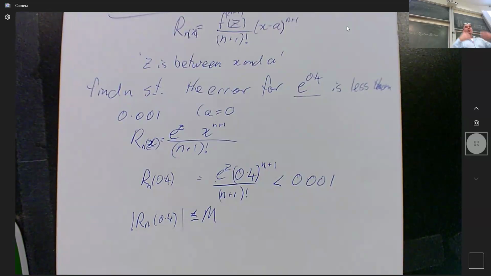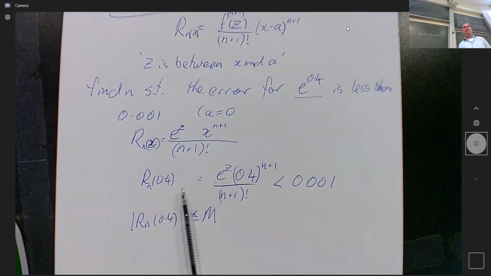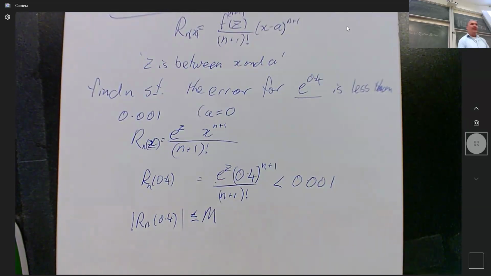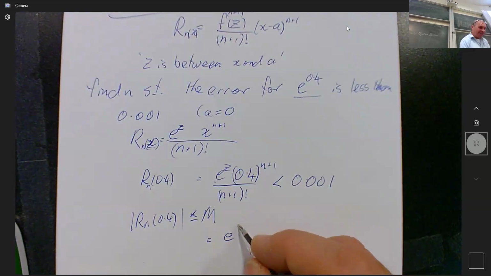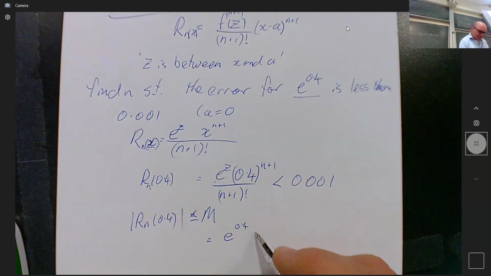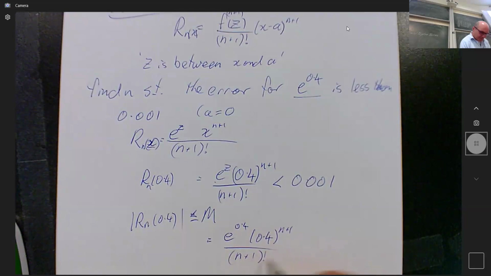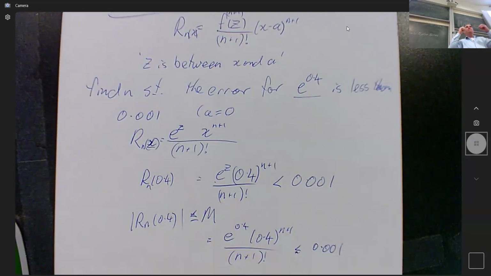So to work this out, I'm going to find the maximum value. Now, e to the z is an increasing function, and because I'm between 0 and 0.4, my maximum value is going to be at 0.4, which wasn't a great plan, but anyway. So e to the 0.4 times 0.4 to the n plus 1 over n plus 1 factorial is less than 0.001. Now, that's a bit of a problem. I'm actually using the function to estimate the error.